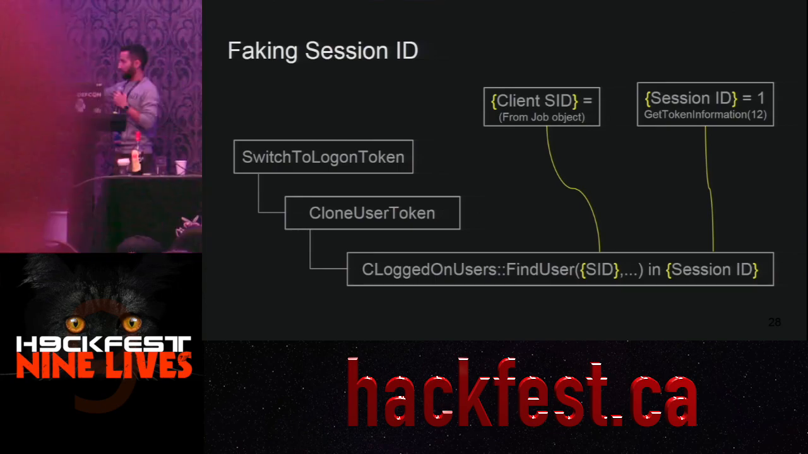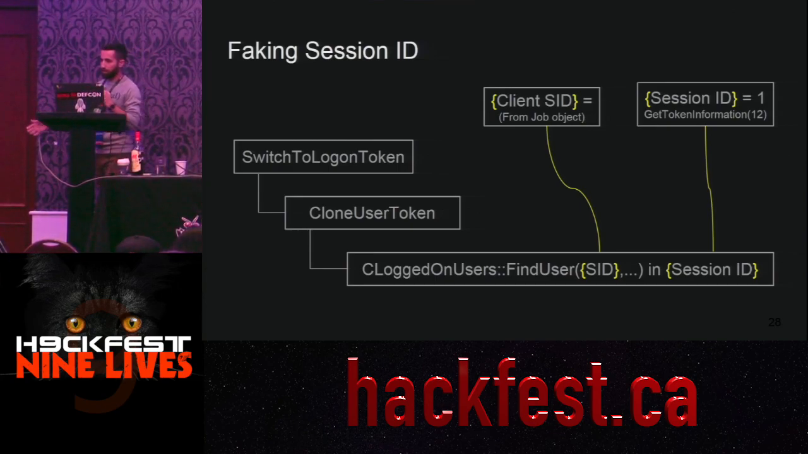In order to clone it, BITS wants to find the pairing of the security identifier that's in the job object, that is the job owner, and the session ID from which the request was made. And to get the session ID, BITS uses the API call GetTokenInformation.